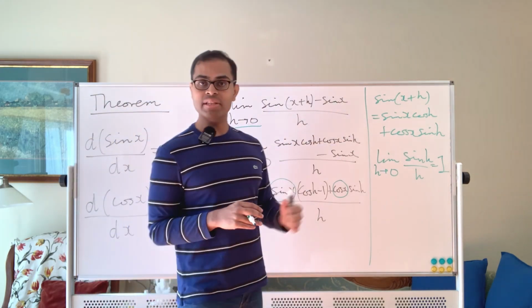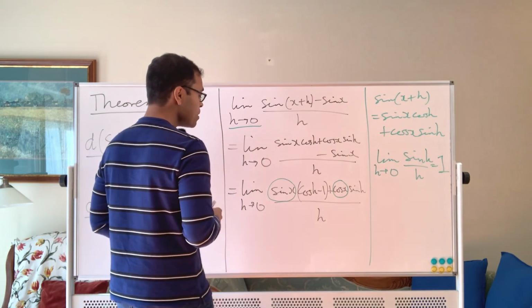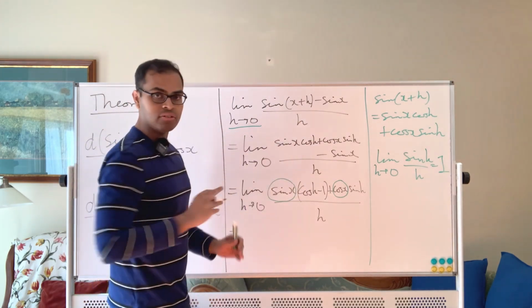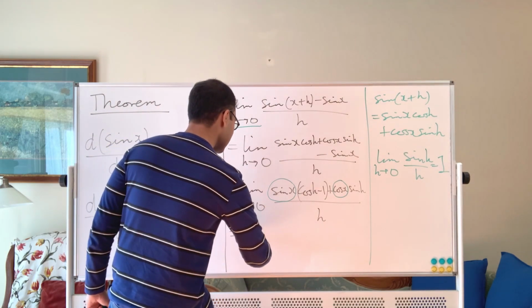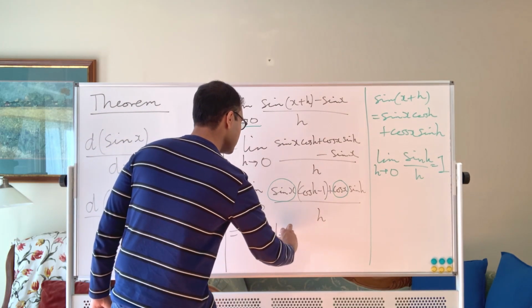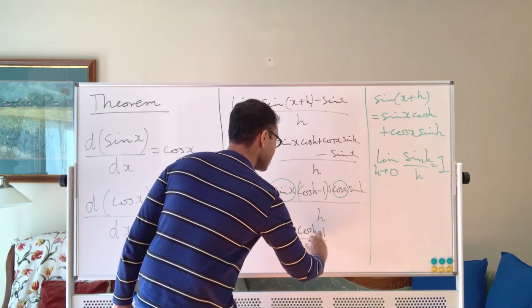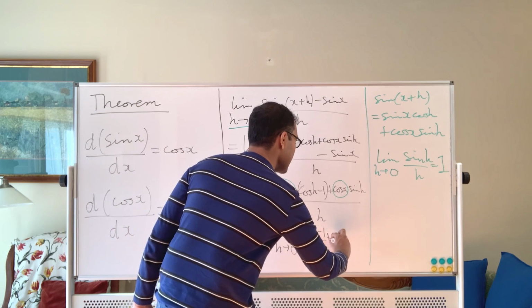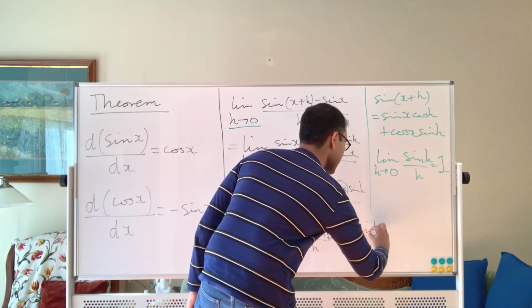We're going to apply that limit there, and as I said, I've proven it in that video. We factor out the sine x and the cosine x because they're constants in the limit. So we get sine x times the limit as h goes to 0 of cosine h minus 1 divided by h, plus cosine x times the limit as h goes to 0 of sine h over h.